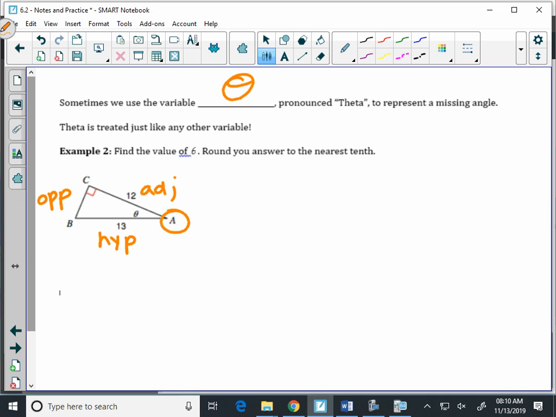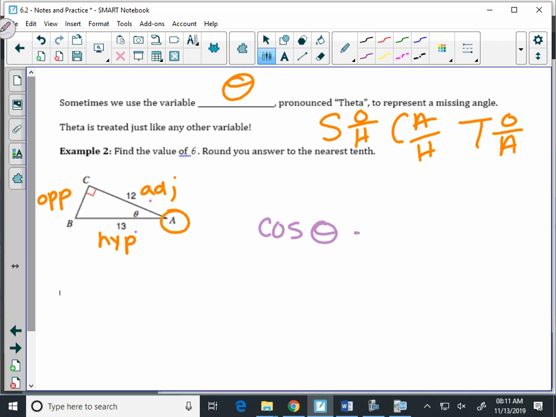We look at SOHCAHTOA. Which one are we going to use? Which two sides have pieces of info? Cosine. We have our adjacent. We have our hypotenuse. Those sides have numbers. Okay? So we're going to use cosine. Cosine of theta, because that's what we're trying to find. Theta is just representing an angle. Is the adjacent over the hypotenuse. 12 over 13.